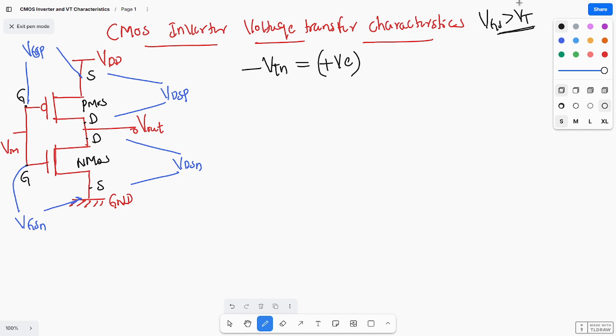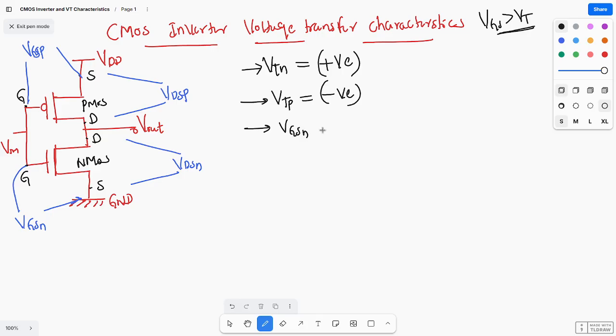That we have seen the operation related to the NMOS and PMOS. Okay. So for PMOS, what happens? VTP, threshold voltage, that is equal to what? Negative. Okay.